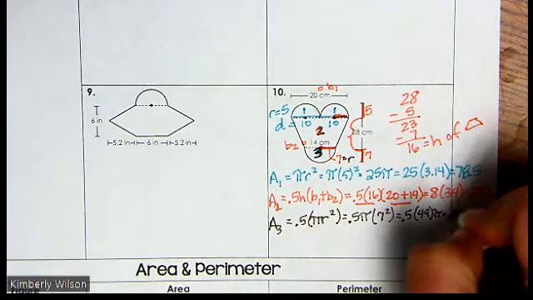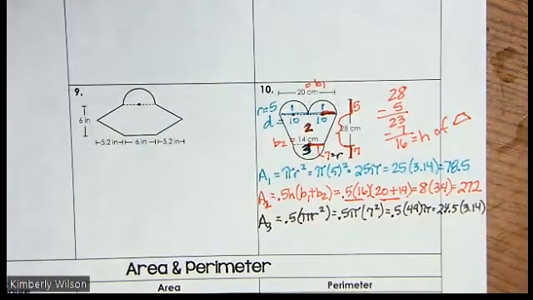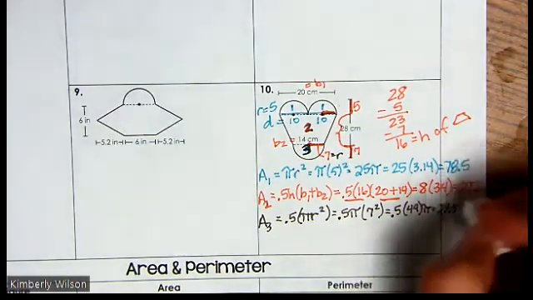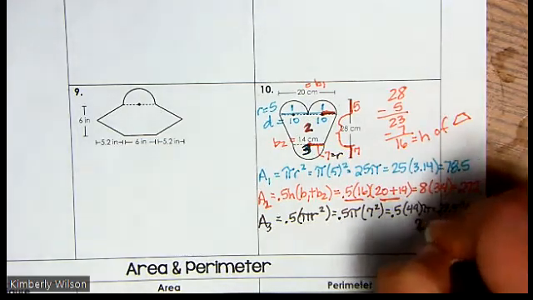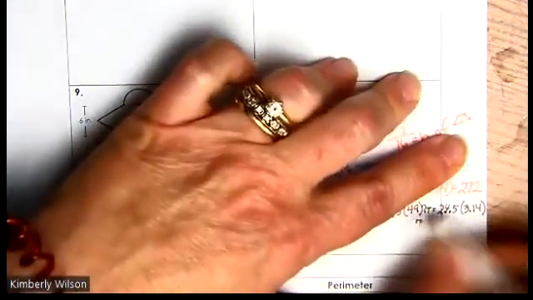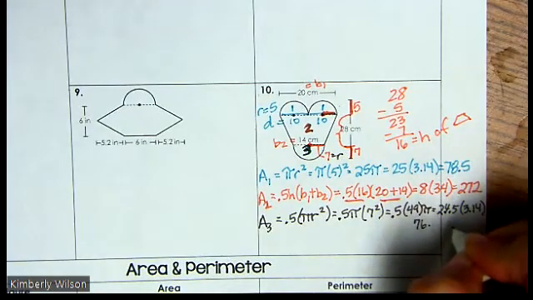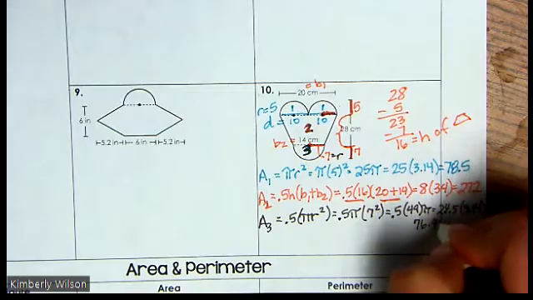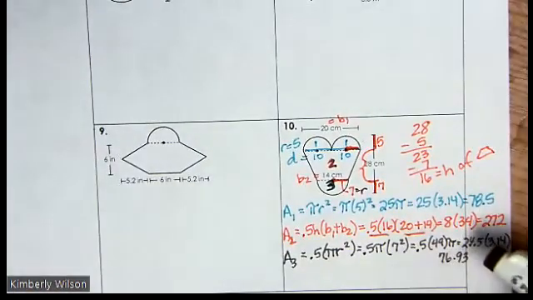which gives me 24.5 times 3.14, which makes this equal 76.93. Write it where you can read it. Round to the nearest tenth. Okay, so that means this is going to be 76.9.